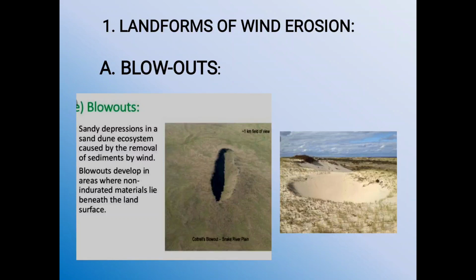Now, we will see how this wind action takes place: eroding, transportation and deposition. In eroding action or etching action, we have deflation and abrasion. In transportation, that is carrying and friction, and in deposition, that is piling up and accumulation.